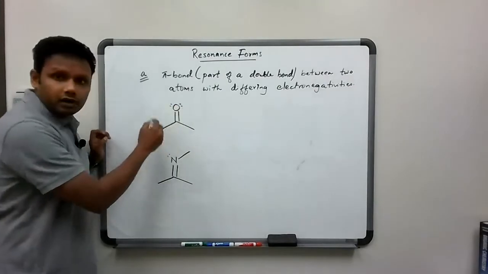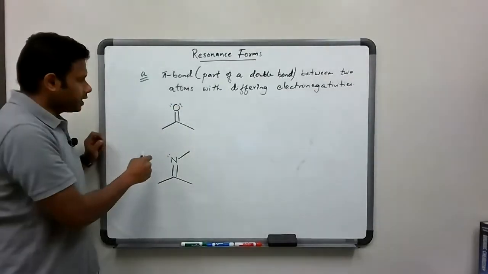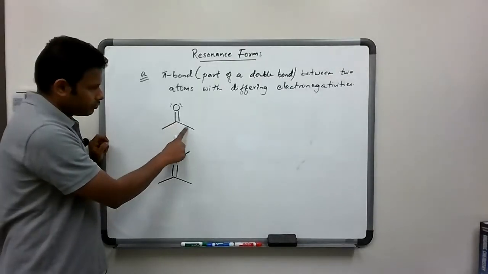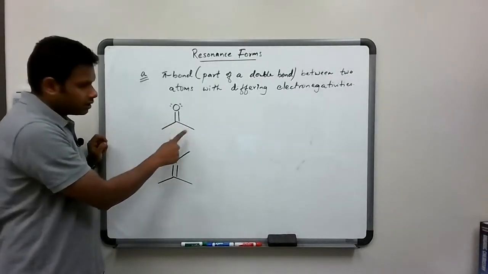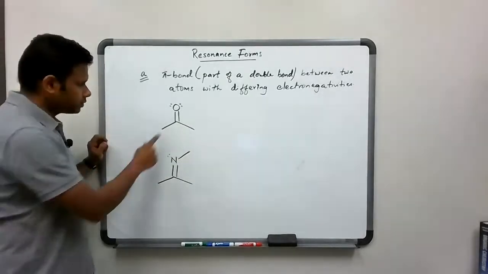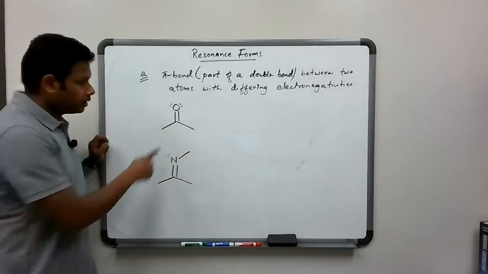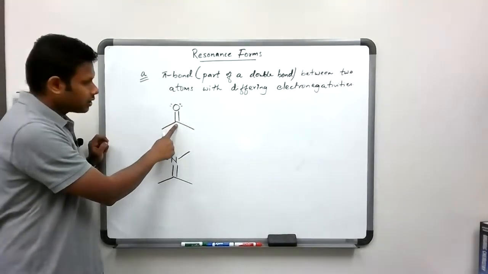Notice how the octet is complete for all the atoms here. So this carbon has 2, 4. These are bonds, and each bond has 2 electrons. So it has 2, 4, 6, and 8 electrons around it. So the octet is complete for this carbon.